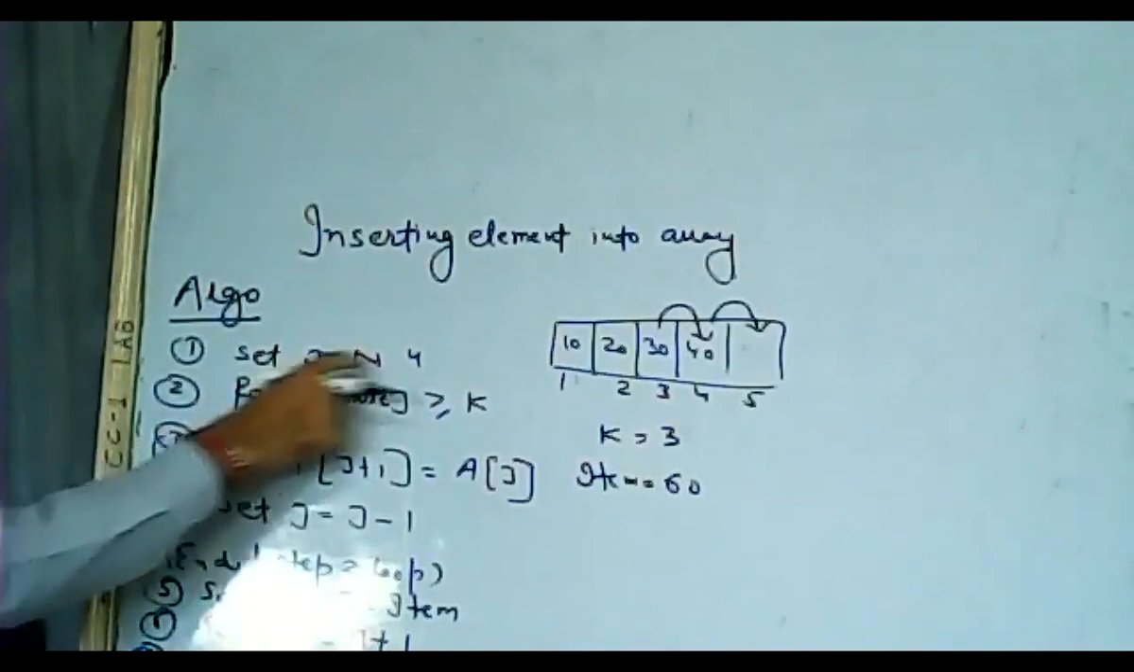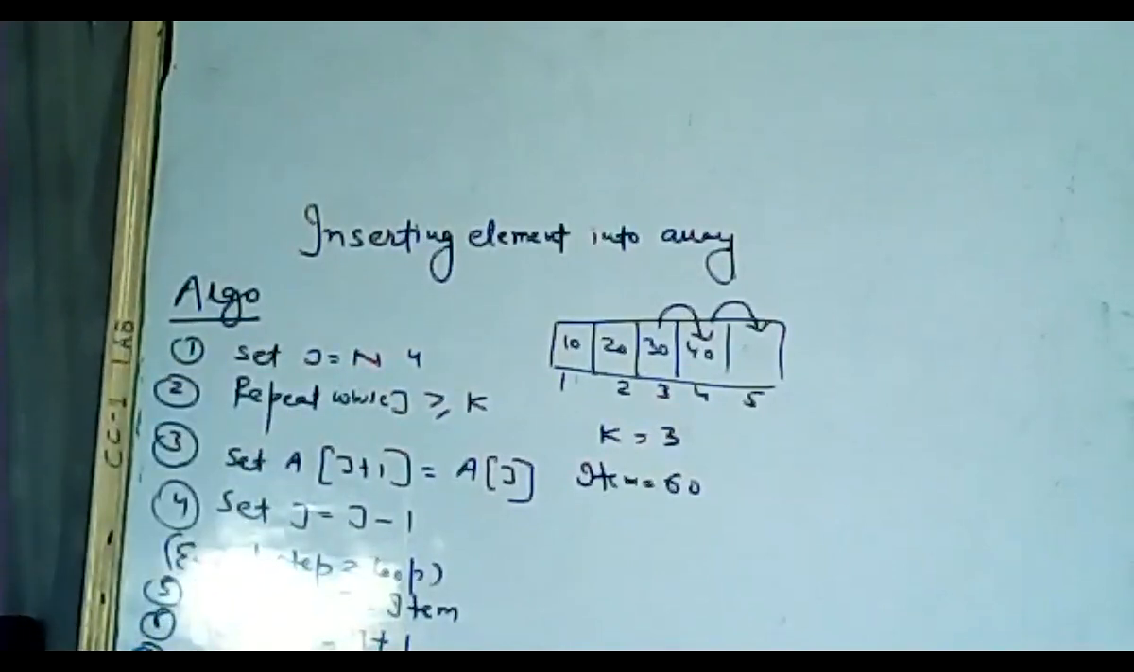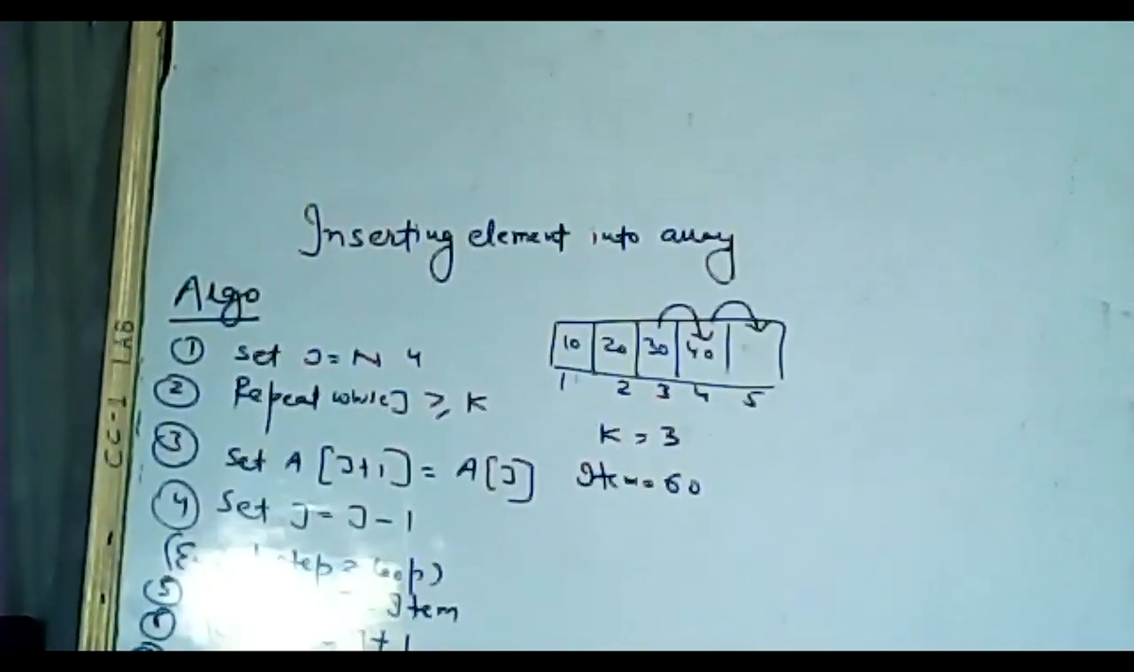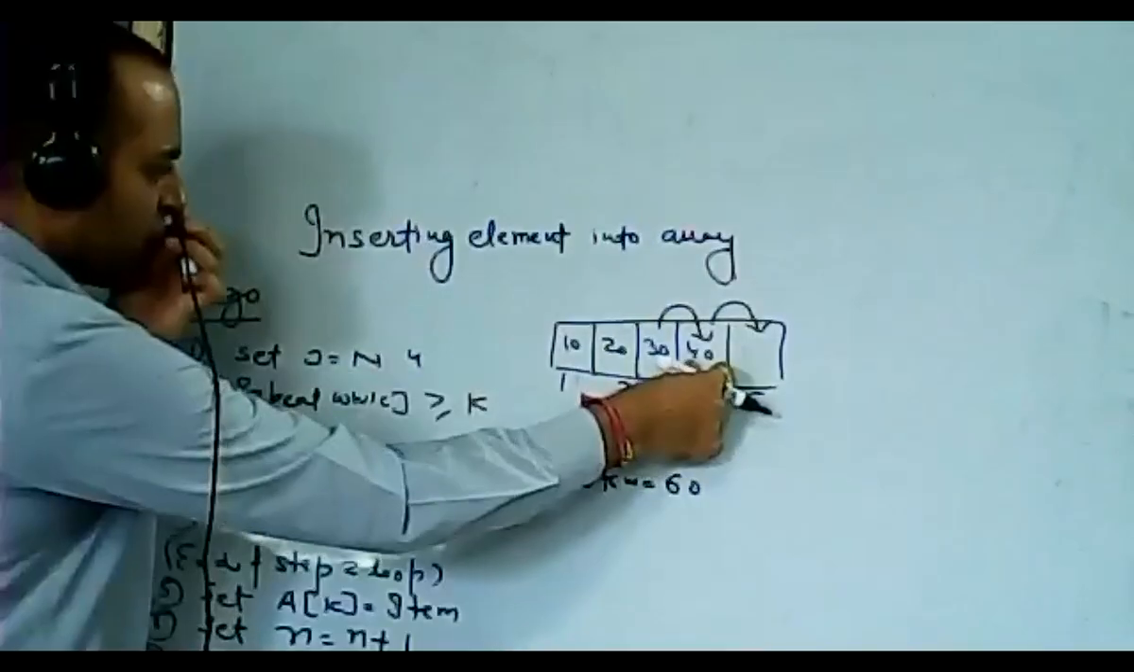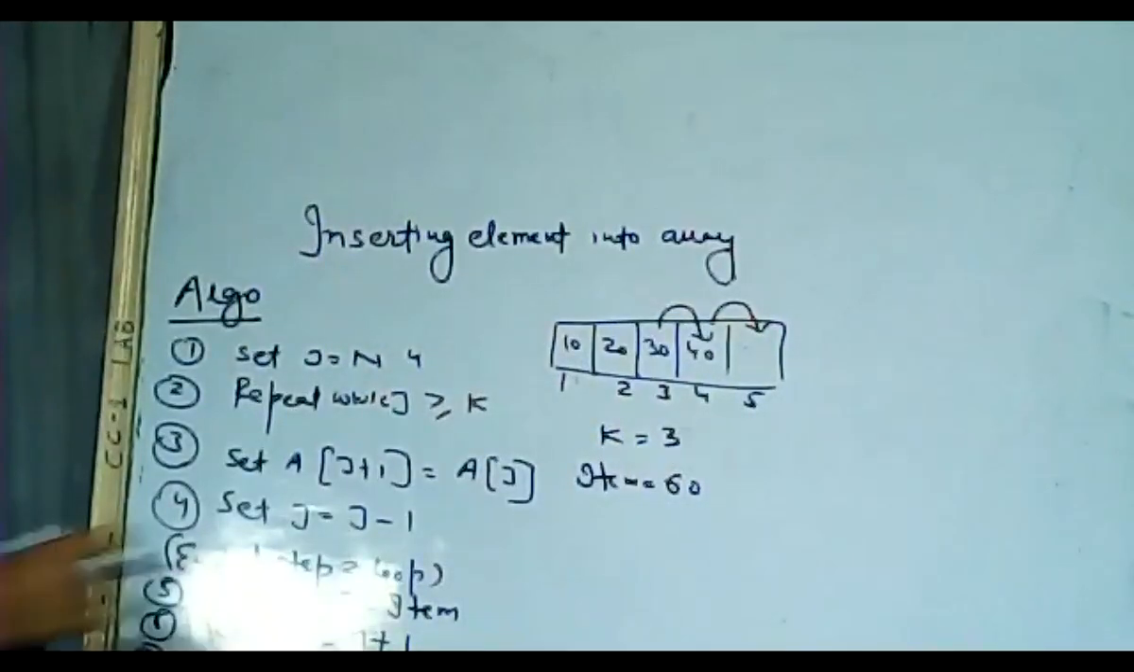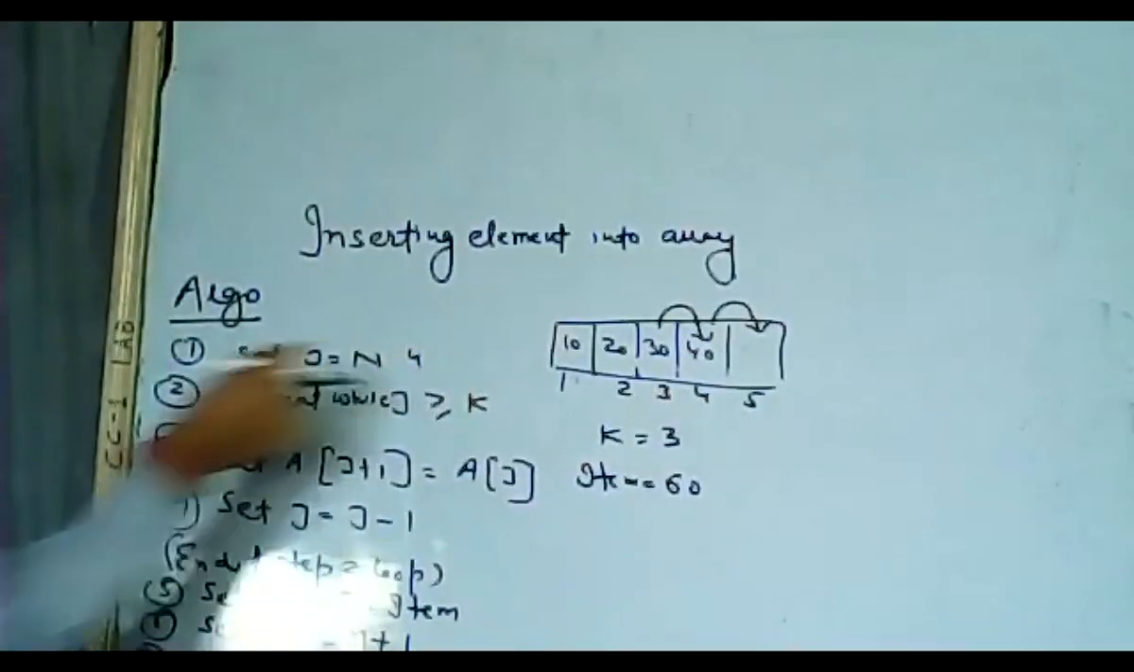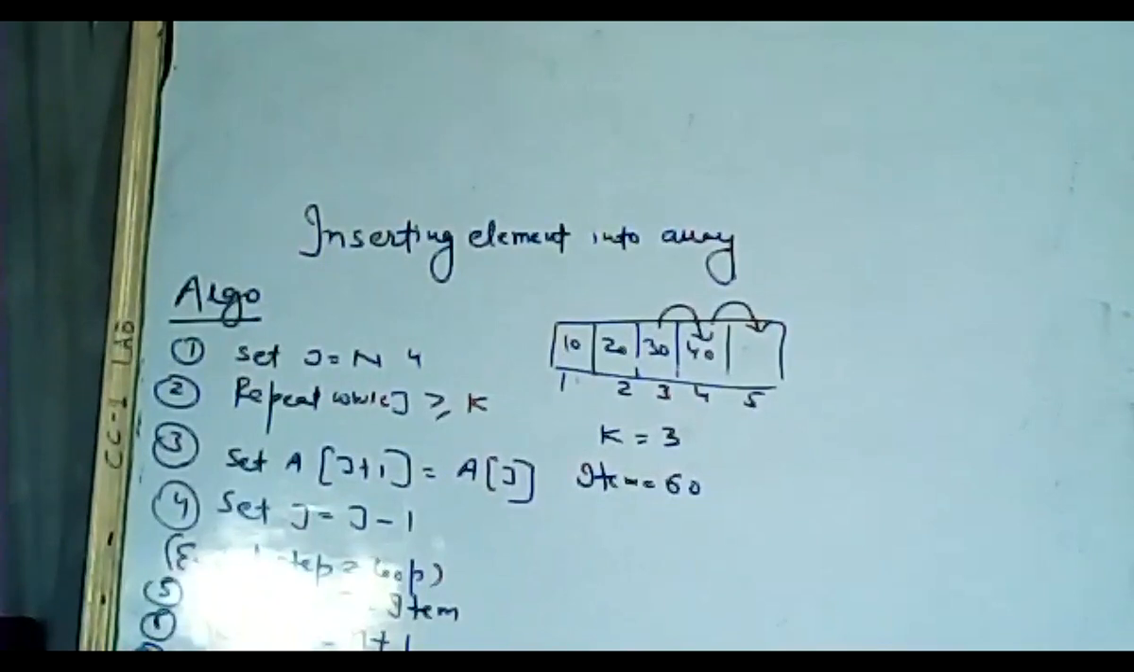So J's value will be 4 because I have put n into J. Why did I do this step? It is very important to know. Why have I put n into J? Because I first need to move this fourth element into the fifth position. I have to move this first, then move this one. So the movement has to start from here, from the fourth position. Is it clear? Yes, sir.